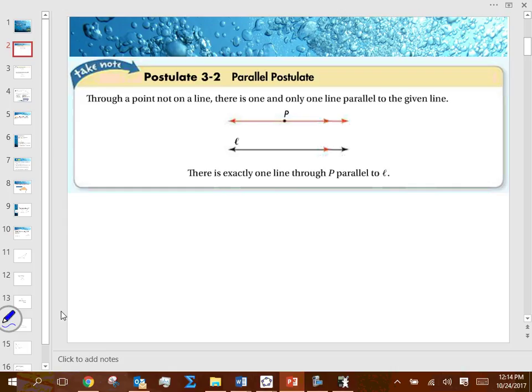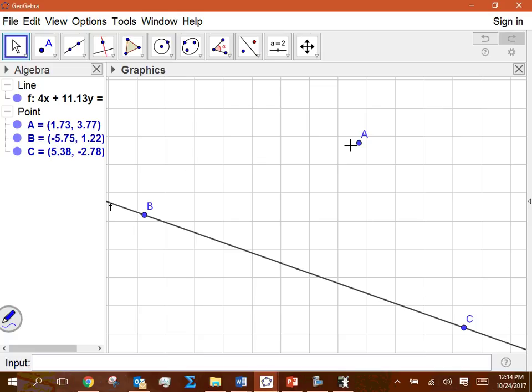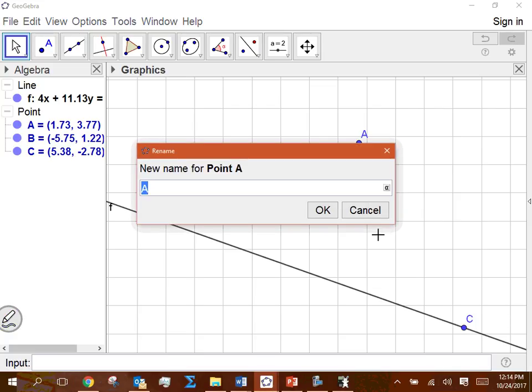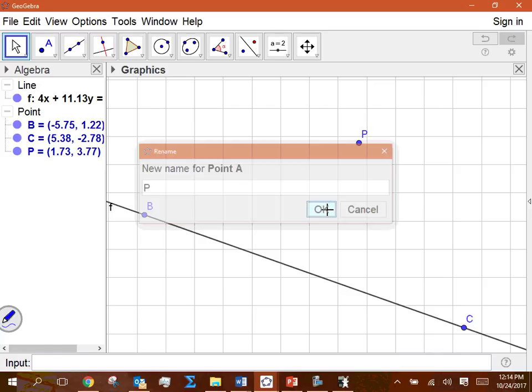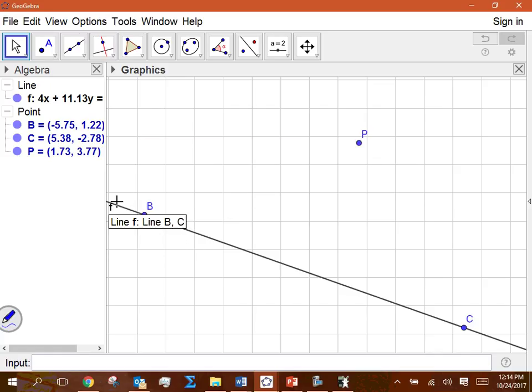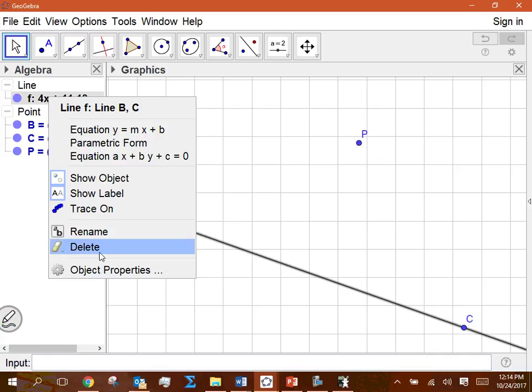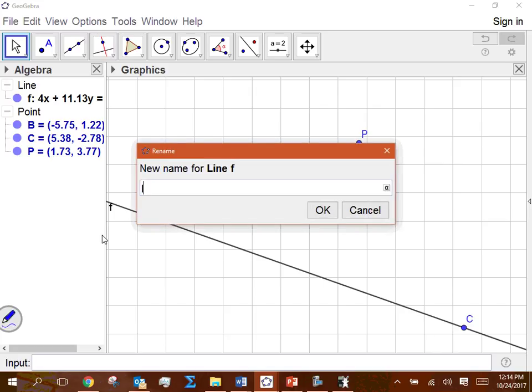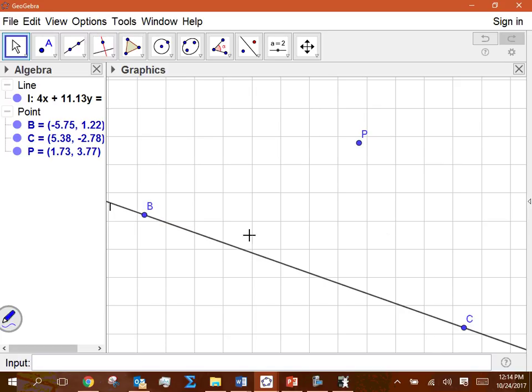So what I want to do, I'm going to GeoGebra, set this up for you, and hopefully you can get a visual of what's going on. We've got a point, let's rename it here so that it matches up with what they were calling that, and we'll call this line L. Okay, so we got line L, and we got some point P that is not on line L. Right now I'll just unhighlight those so you just see point P.